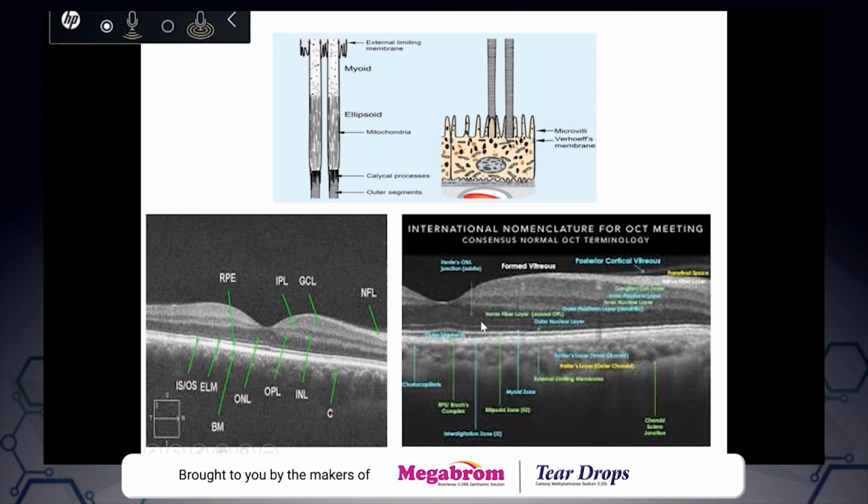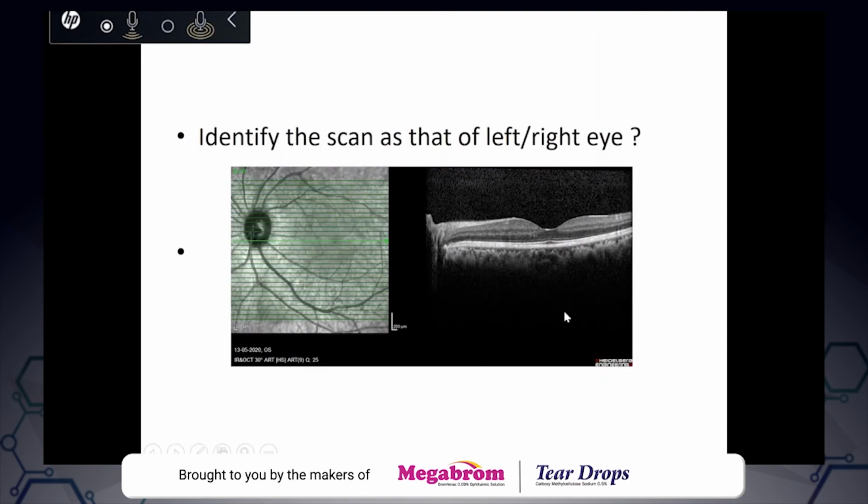So as of now, when you look at the outer area here, you are seeing the external limiting membrane. The next hyperreflective band is the ellipsoid zone. The next hyperreflective band is the interdigitation zone, and next is the RPE. So that has come now based on the international classification. There are 18 layers of the retina described, starting from the precortical vitreous, ending with the choroidoscleral junction. So that is it.